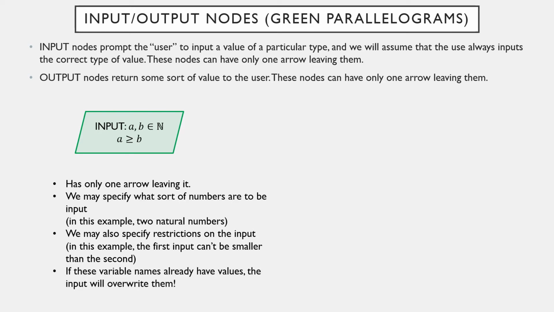So if these variables already have values, if a and b already existed, this input will overwrite them. So if a and b were already given values earlier in the algorithm, at this point, they would be replaced with whatever was input.